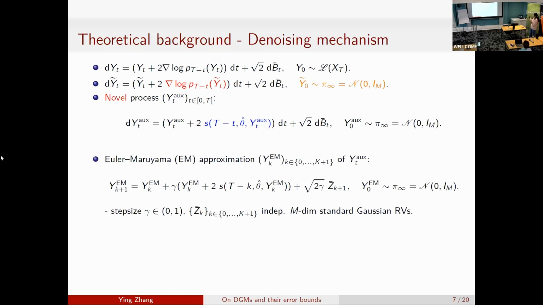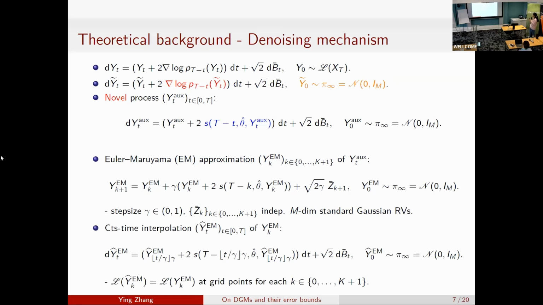So we want to discretize this auxiliary process using Euler-Maruyama approximation. And here is the expression. For this Euler scheme, we have the step size denoted by gamma, and we denote by this Z bar some standard Gaussian random vector. To facilitate the analysis, we also introduce continuous time interpolation of the Euler-Maruyama scheme, denoted by this y hat EMT. And the thing is that the continuous time interpolation coincides with the original scheme at these grid points. So these are the processes that are involved in the sampling procedure of the diffusion models.